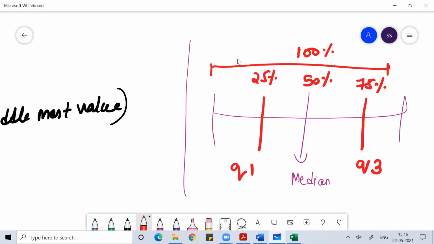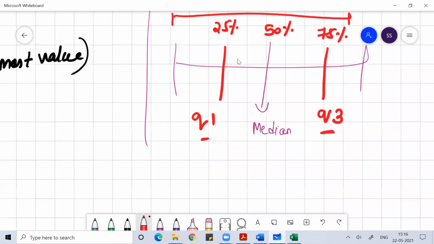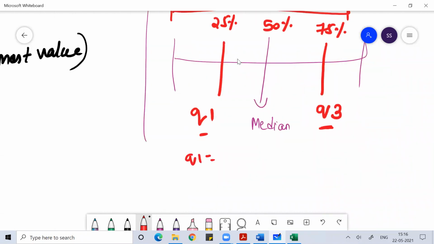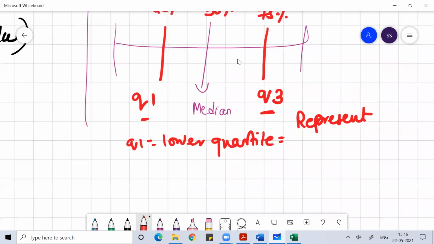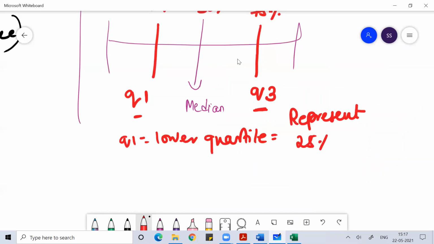So we don't use the word quartile 2. And the third part we call quartile 3. Q1 basically means lower quartile. It represents 25% of data. Quartile 1 represents the first 25% of data. That is quartile 1.